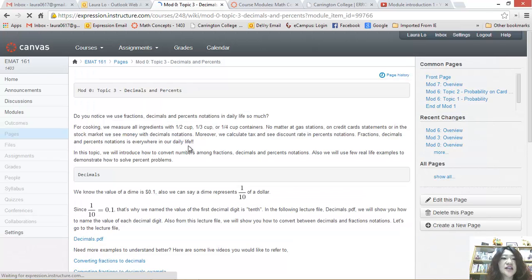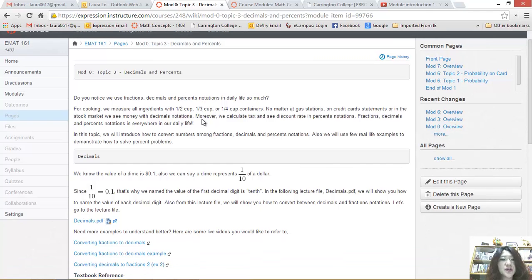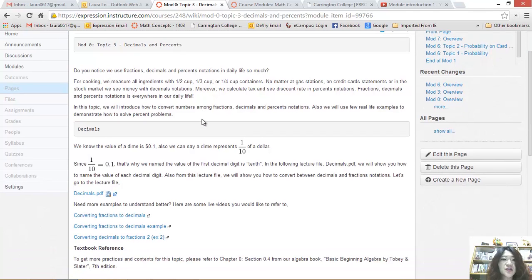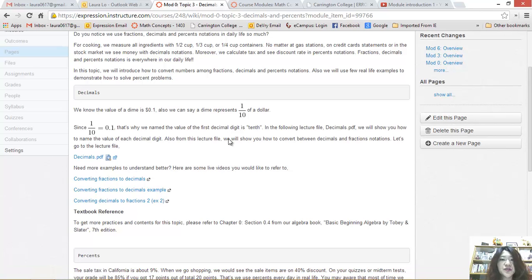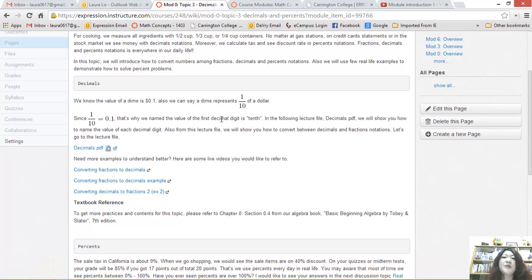After you click on the topic page, you will see the first paragraph, an overview that talks about what content we will include in this topic. In this topic, we will talk about how to convert between decimals and percentages. About the decimal, the first paragraph will briefly talk about the definition of decimal, and the important concepts and formulas are also summarized in this paragraph.